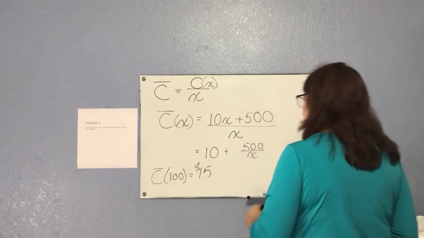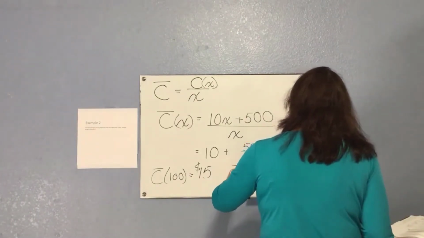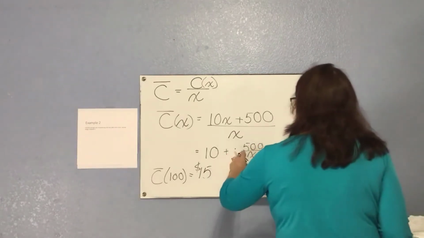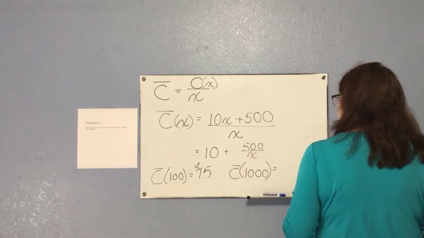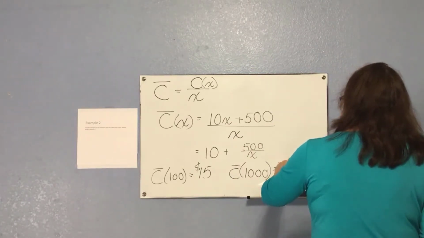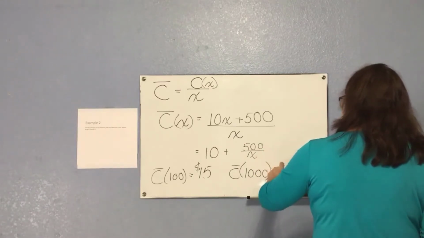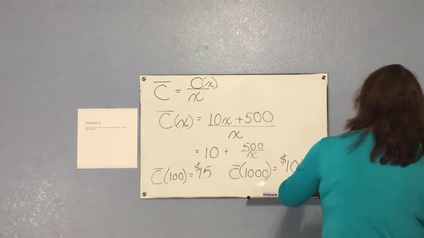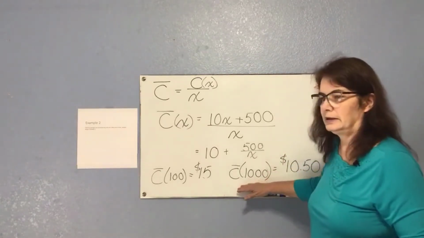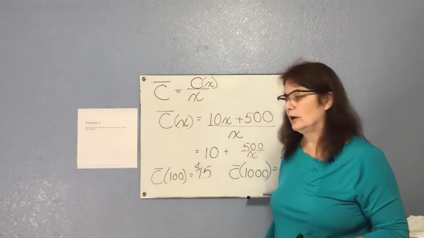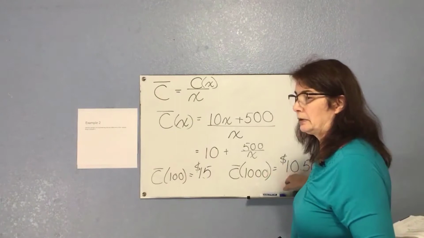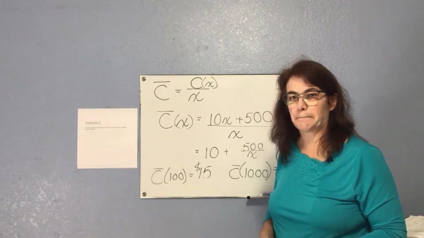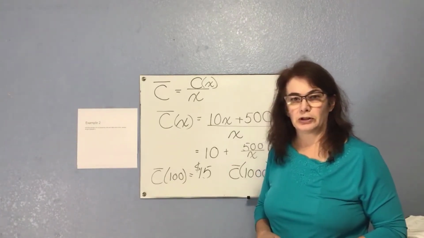What happens though if I make 1,000 units? Then I've got 10 plus 500 divided by 1,000, which is 0.5. So it's 10.5, or $10.50, if I make 1,000. This is what we call economy of scale. When I make more units, I can produce each unit more cheaply because I've divided up those fixed costs. Pause the video now and work on checkpoint 2.